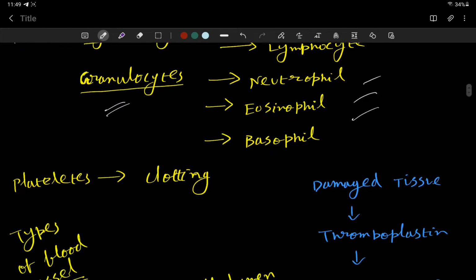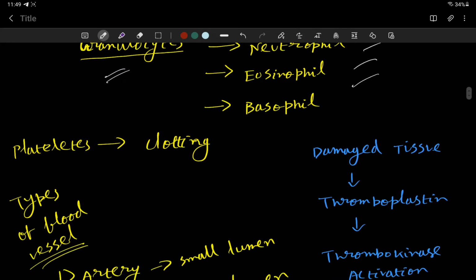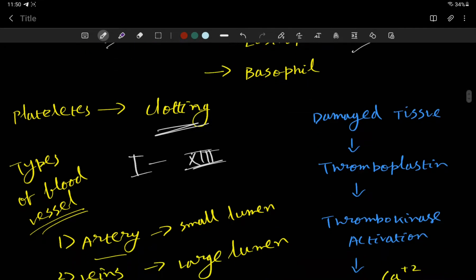Next, another thing that is present in the blood is our blood platelets. They help in clotting of the blood. And how is the process done? There are 13 factors in our blood. Those help in clotting of blood. And what is the process of clotting? Let's discuss it very briefly.